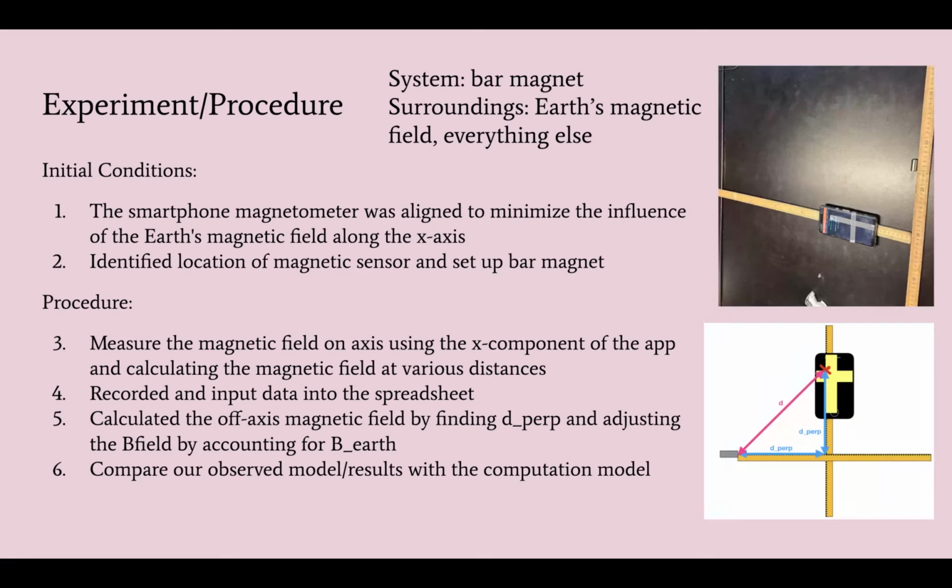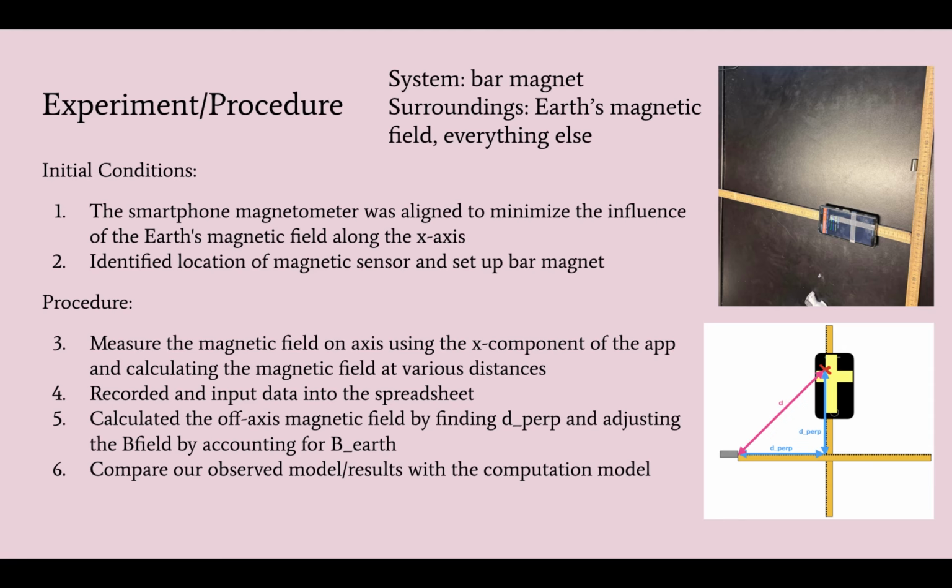And then the experiment procedure. The system was the bar magnet, and the surroundings was everything else, or Earth's magnetic field and everything else. For the initial conditions, the smartphone was aligned to minimize the influence of the Earth's magnetic field along the x-axis. Then we identified the location of the magnetic sensor and set up the bar magnet going east to west. Then we measured the magnetic field on axis using the app and calculating the magnetic field at various distances.